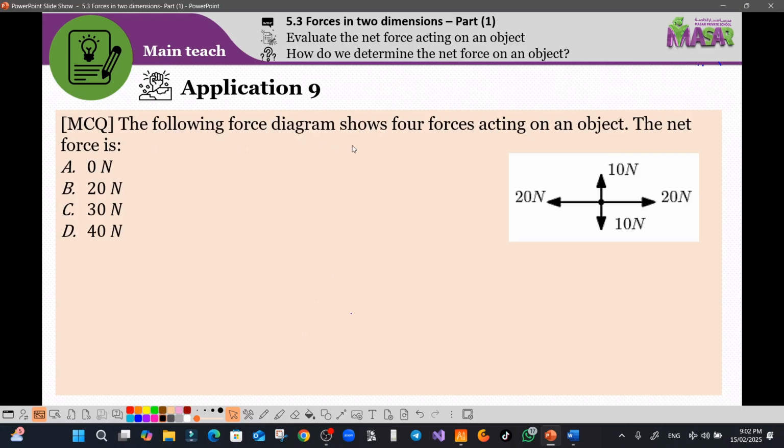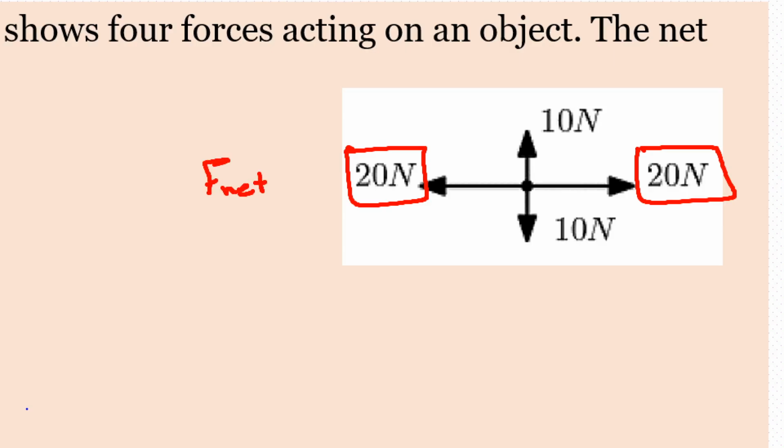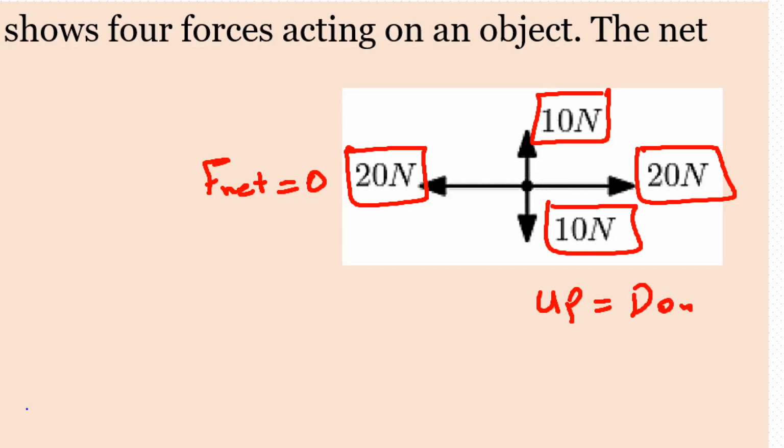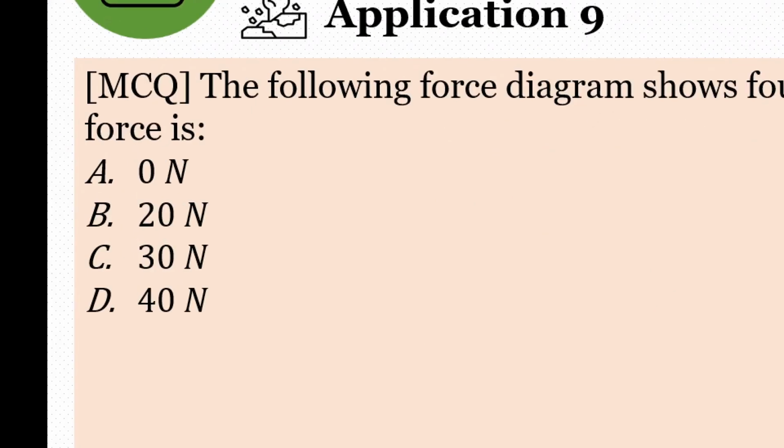Now, the following force diagram shows four forces acting on an object. The net force is, now here we have four forces acting on the object. As we can see here, 20 on the left and 20 on the right. So they are balanced horizontally, which means the F net horizontally is equal to 0. And here we have 10 and 10, which means up equals down. And the case is F net equals 0 vertically, which means the final answer is 0 horizontally, 0 vertically, and the correct answer must be A.